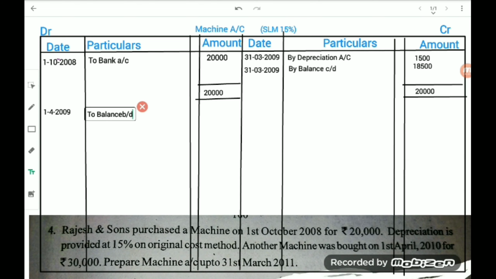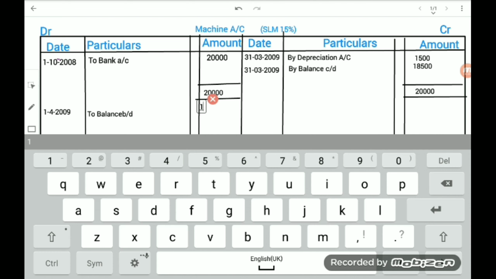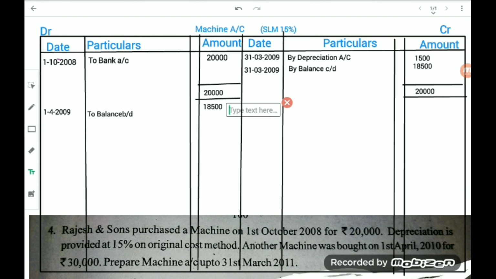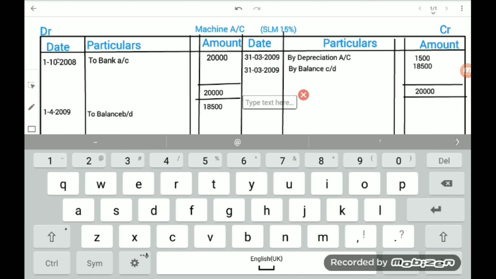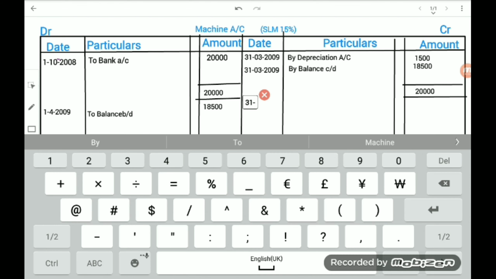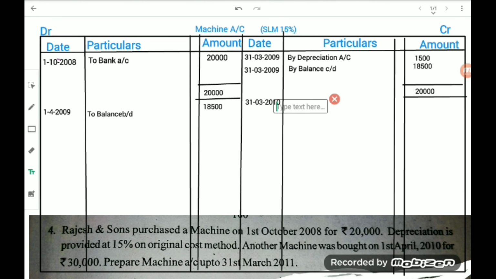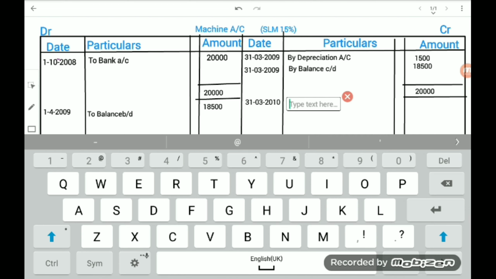Brought down, the same amount we carried down, we need to bring down. That is 18,500. After this, at the end of the year we need to calculate the depreciation on 31st March 2010, right? We will now calculate the depreciation for 31st March 2010, by depreciation account.